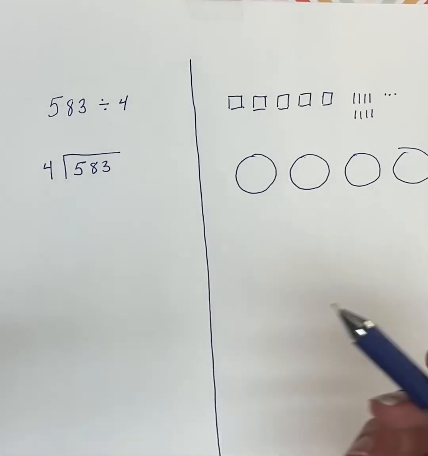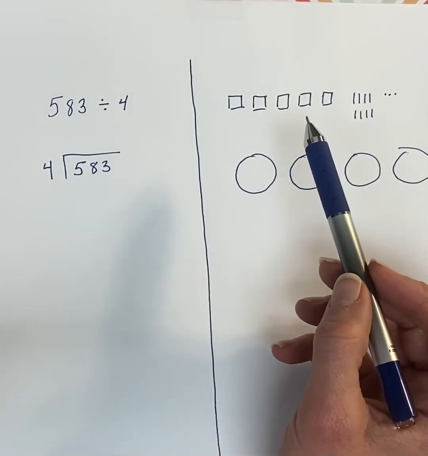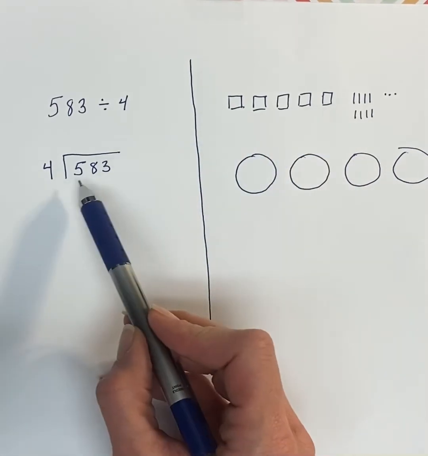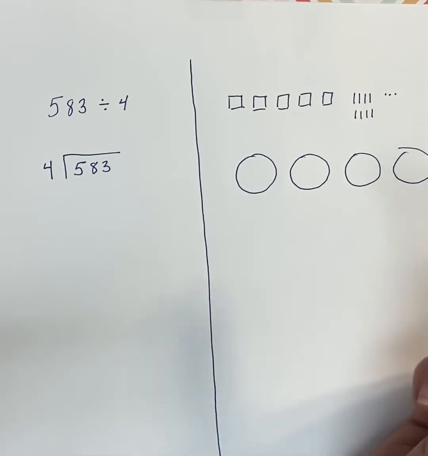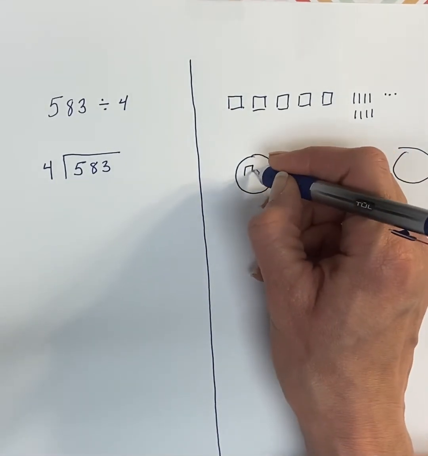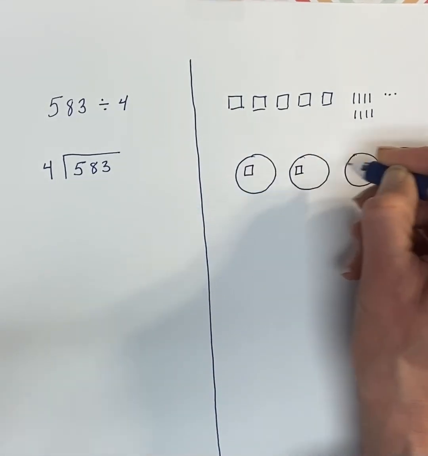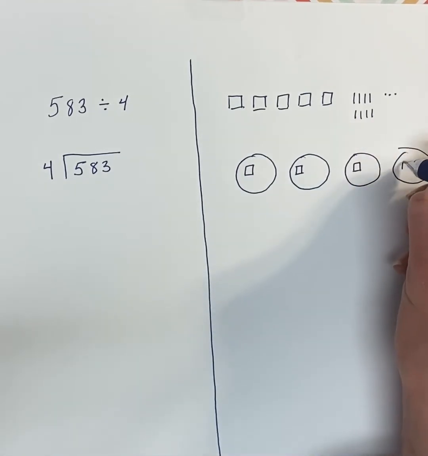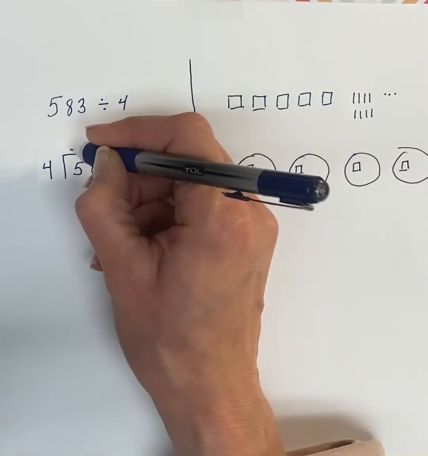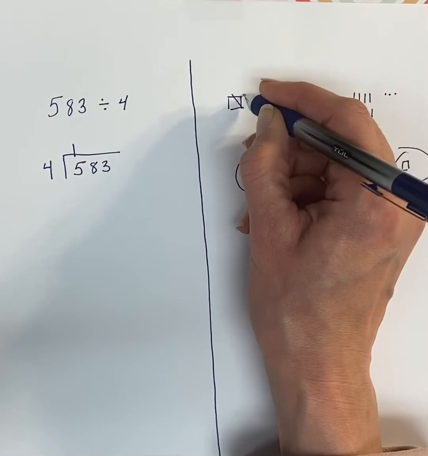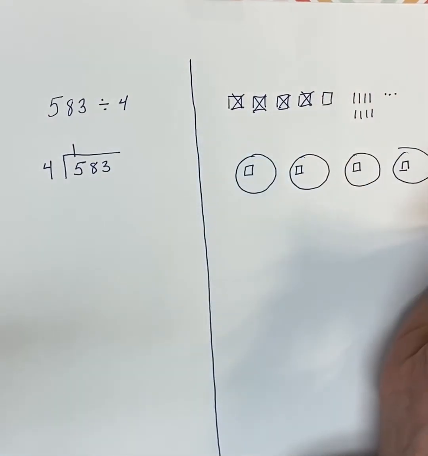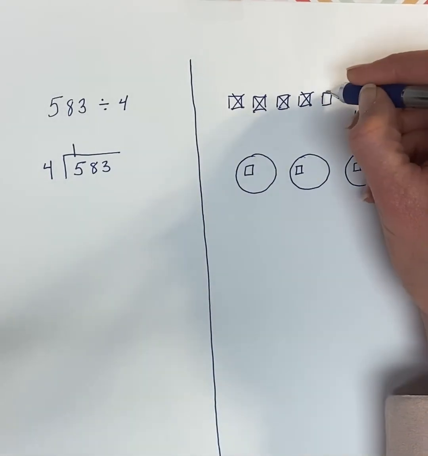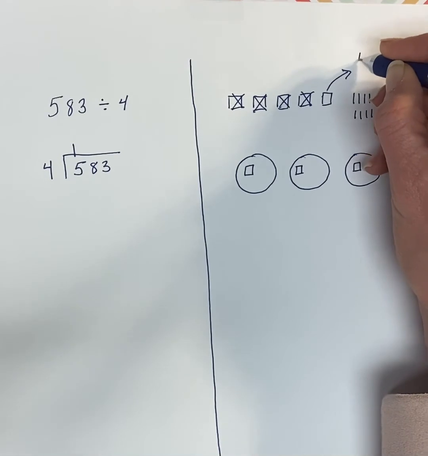As we're modeling everything being distributed into their groups over here, we'll record over here so they can see the parallel. So we say how many of these hundreds, the 500s, because there are 500s here, how many can go evenly into each of these 4 groups? Well, we can put 1 into each of these groups. So we'll put 1 square into each of these. As we do that, we will record a 1 right here, and we will cross out 4 of these. We have 100 left. Since there's only 100 left, we can't put any more evenly into these groups, so we trade it. We trade it for what? We trade it for 10 tens.